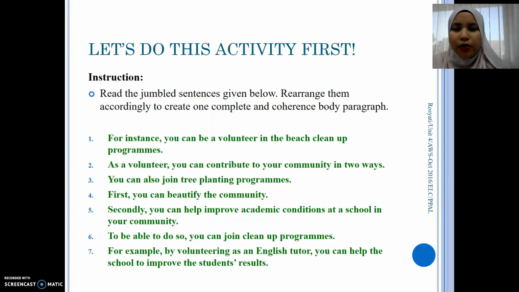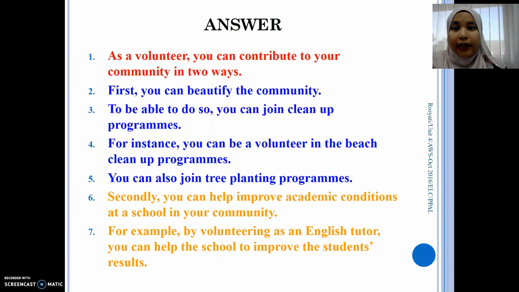So your job is to read all of them and try to arrange them so that you can number them, so that it will create one complete and comprehensive body paragraph. Okay, let's try this. You try this yourself first. Okay, so this is the answer. I colored these sentences in different colors to symbolize certain things.